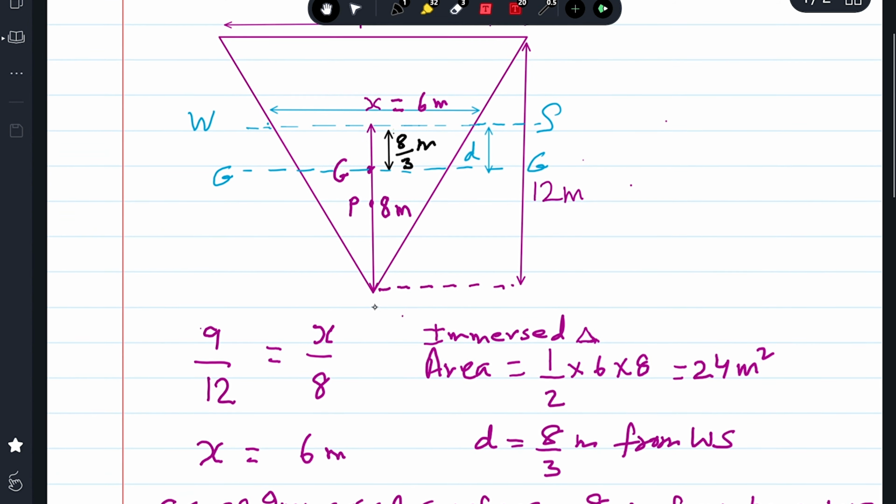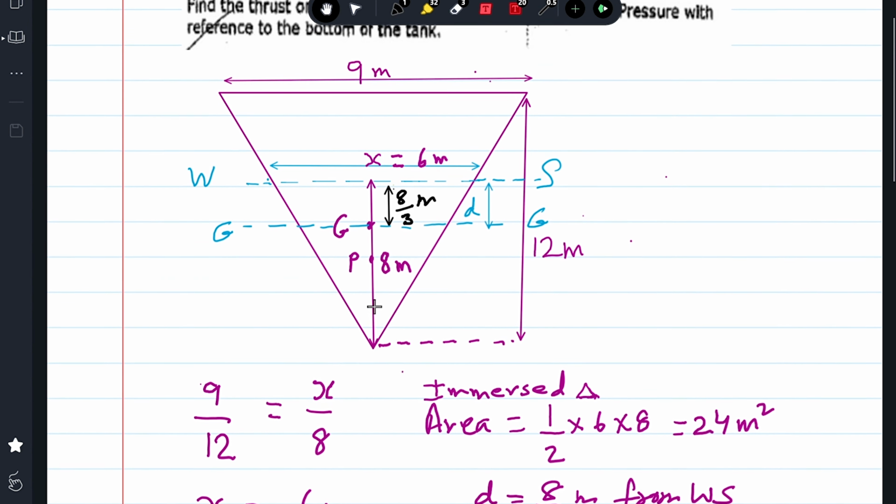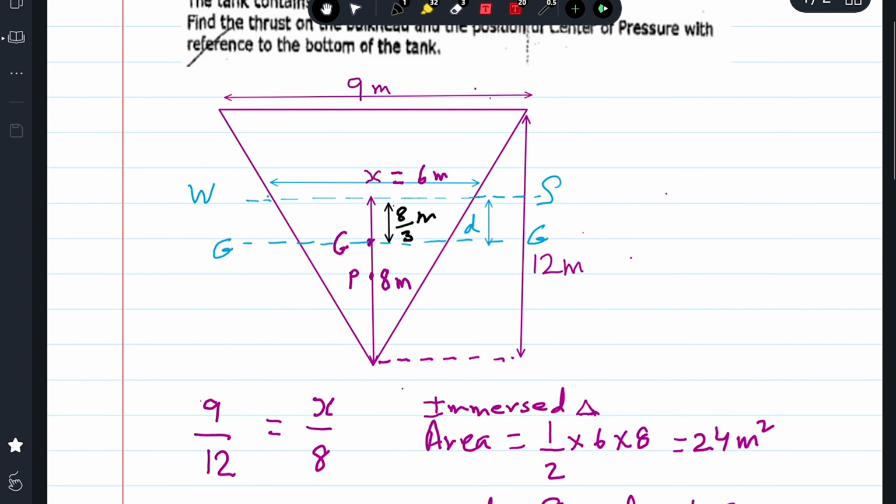So I need to know the area of the bulkhead which is immersed in the water. That means from WS, this WS is the water level, and below this WS line is the area. So for this, I need to know the side WS, which is the top portion of the triangle.